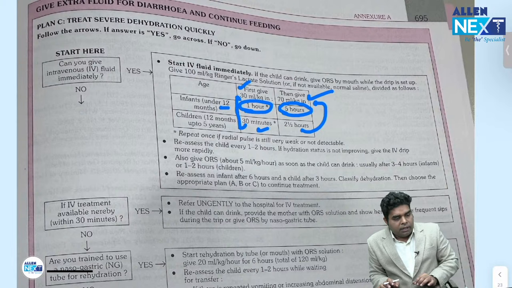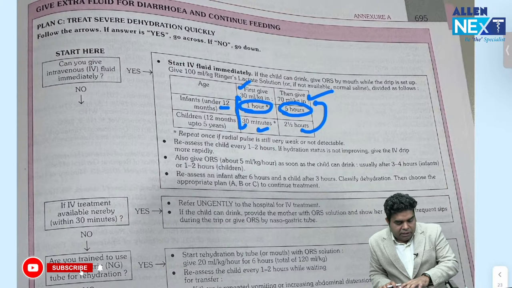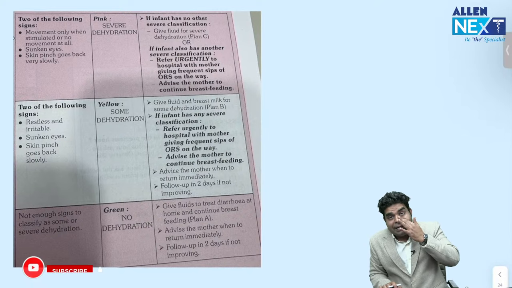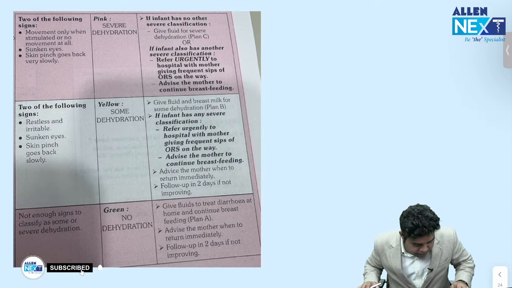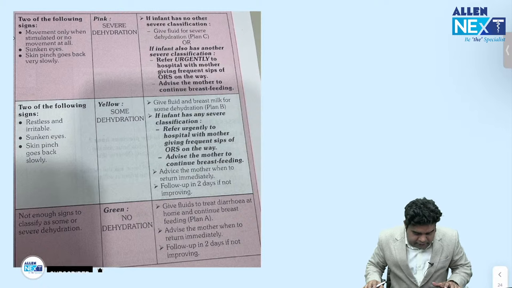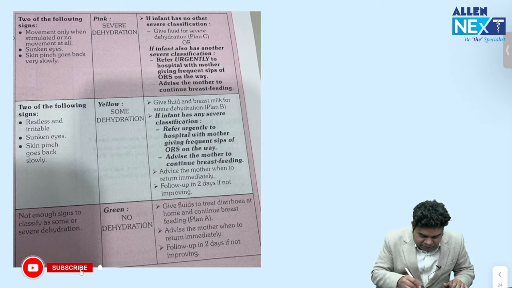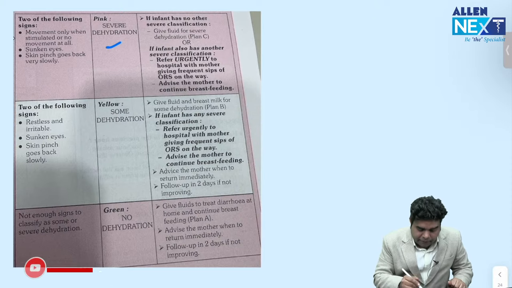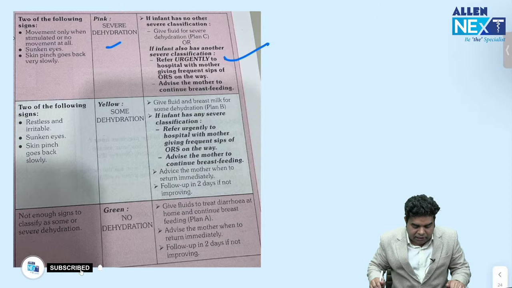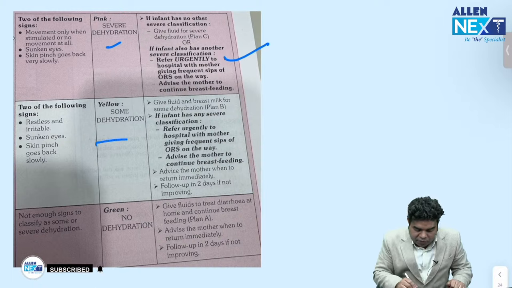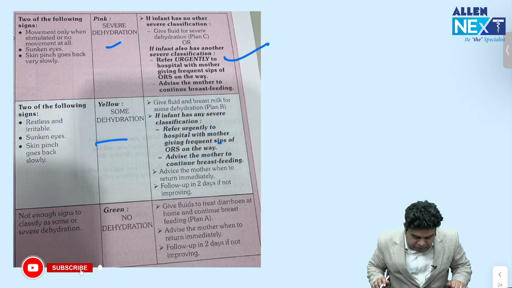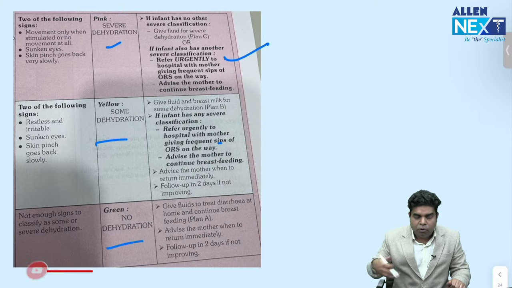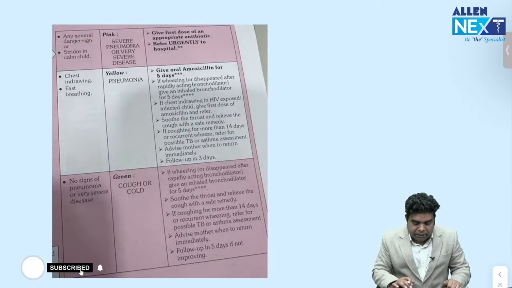Okay. Category C means severe dehydration, where the skin pinch takes more than 2 seconds and there is some danger sign which can be there. Now, this is how we classify. You can see the classification. In severe dehydration, we refer urgently. In some dehydration, we treat at the hospital and then ask the mother to follow up. In no dehydration, we give ORS and ask the mother to do home treatment.